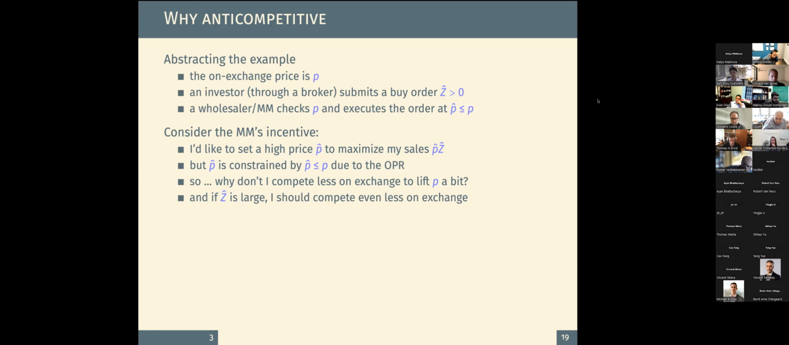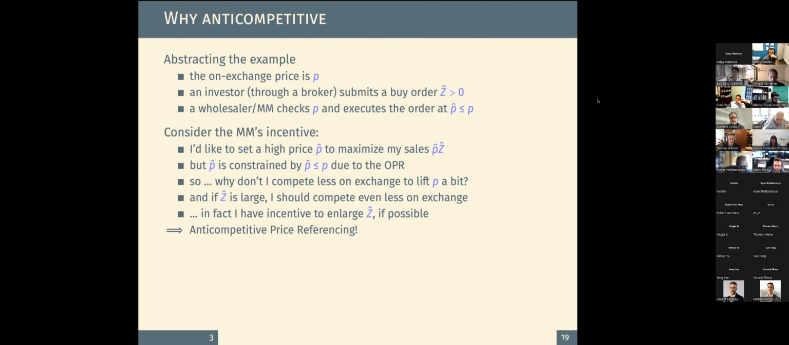Another way of saying this is that, in fact, I want to have a larger Z so that I can discipline myself not to compete on the exchange in the first place. And this is what we call the anti-competitive price reference. The key here is that the on-exchange price P is not exogenous. It's jointly determined together with the off-exchange P hat by the market makers. Market makers are playing a double role here. Their competition, their liquidity supply on exchange, is their strategic choice, and that is also influenced by how much off-exchange trading they will do.